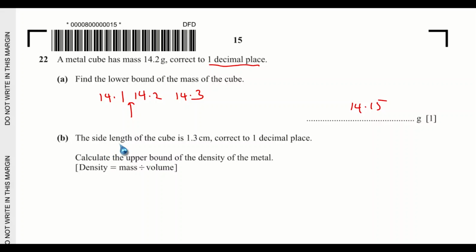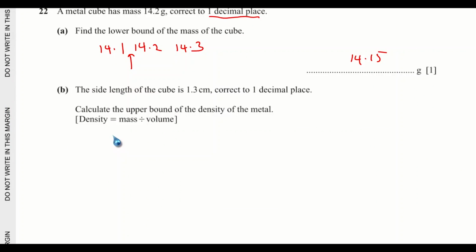The side length of the cube is 1.3 centimeters, correct to 1 decimal place. Calculate the upper bound of the density of the metal. The formula for density is mass over volume. So now we need the formula for the upper bound of the density. The upper bound of the density equals the upper bound of the mass divided by the lower bound of the volume.